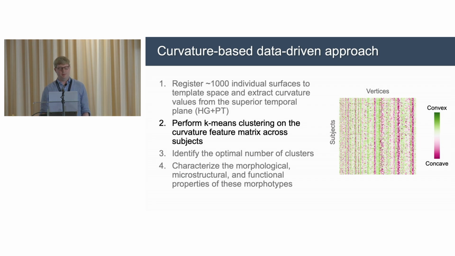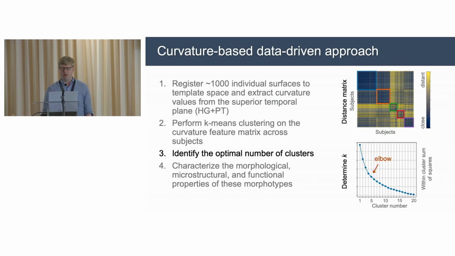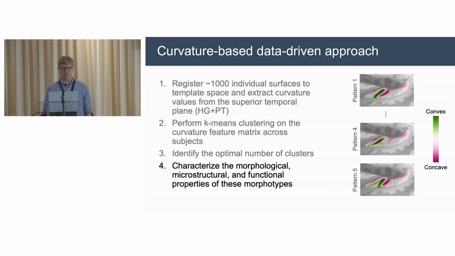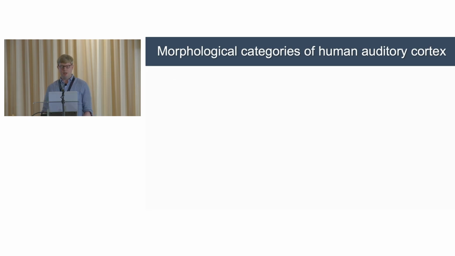We perform a coarse k-means clustering on the feature matrix, which is based on the curvature at every vertex. We identify the optimal number of clusters to account for variation across individuals in their curvature patterns. And then we want to characterize the morphological, microstructural, and functional features of these different curvature patterns. So what did we find?